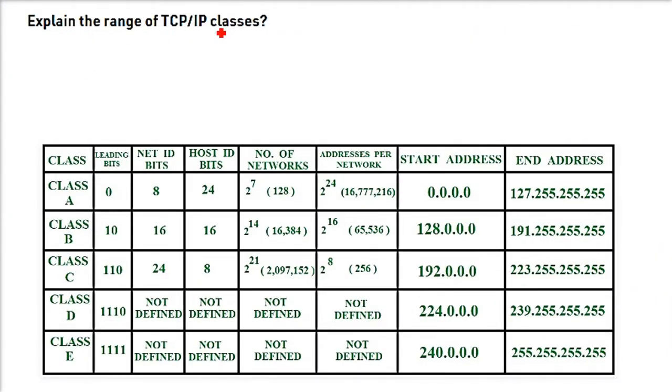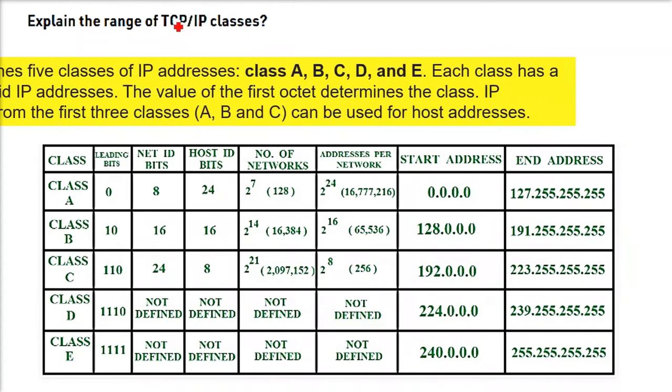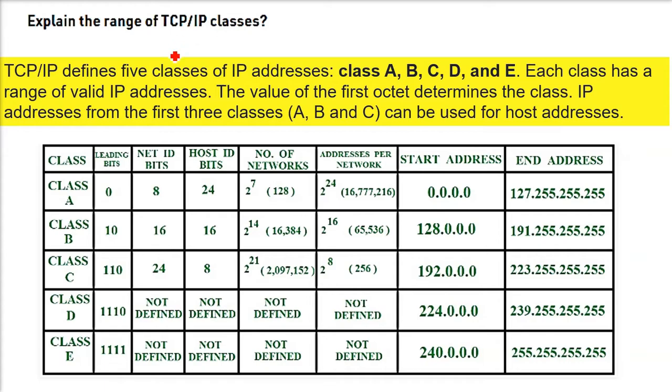Explain the range of TCP/IP classes. So in TCP/IP, it defines 5 classes of IP addresses. They are named Class A, Class B, Class C, Class D, and Class E. Now each of these classes has a range of valid IP addresses. So you see here, this is the start address for Class A, this is the end address for Class A.